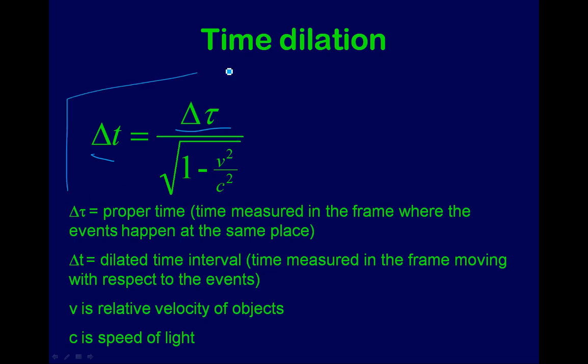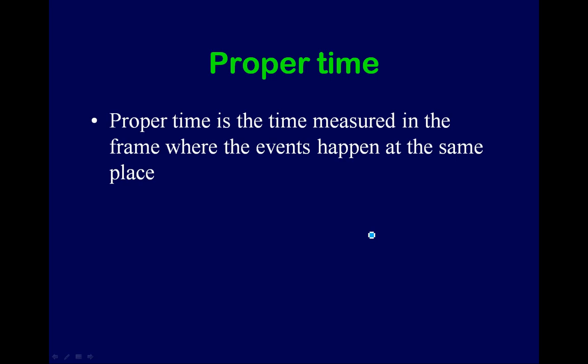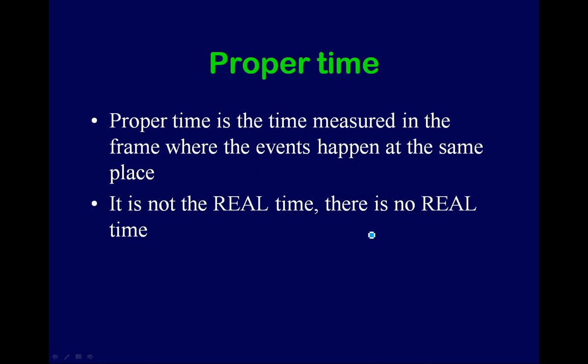Here's the funky looking equation. This is the proper time. This is the dilated time interval. The proper time is the time measured in the frame where the events happen at the same place. And the dilated time interval is the time measured in the frame that's moving with respect to the events. So you've got to be real careful about which time is which. Proper time, again, is the time measured in the frame where the events happen at the same place.